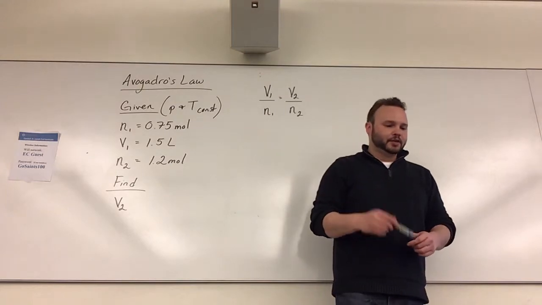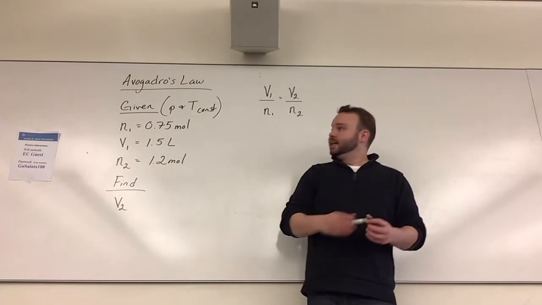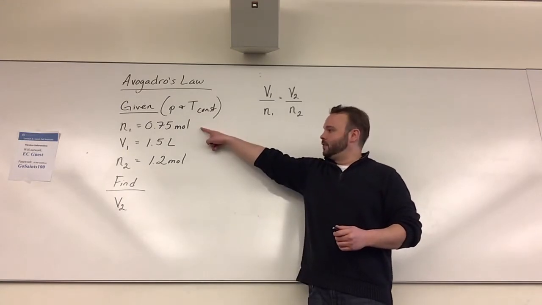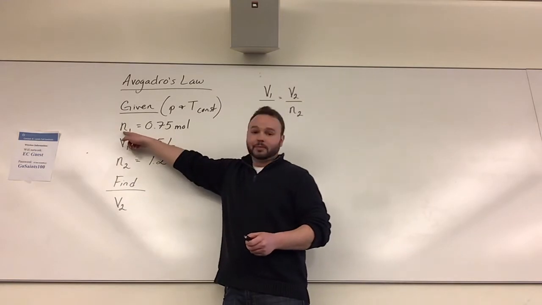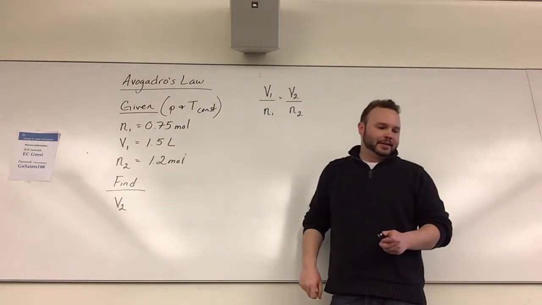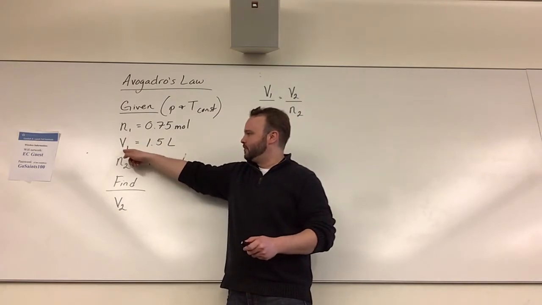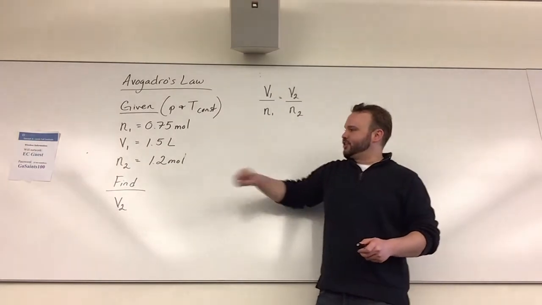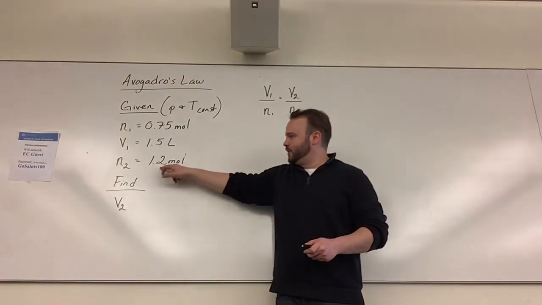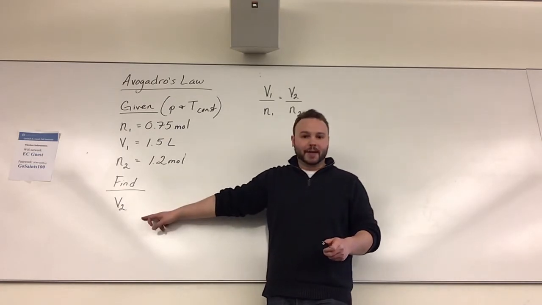Avogadro's law. So I'll read off the problem, and then we'll tackle it just like the other ones. It says, if we have 0.75 moles of helium gas, so that's my initial number of moles, my n sub 1, it occupies a volume of 1.5 liters. It's now asking the question, if I put in 1.2 moles of helium instead, what would happen to that system?